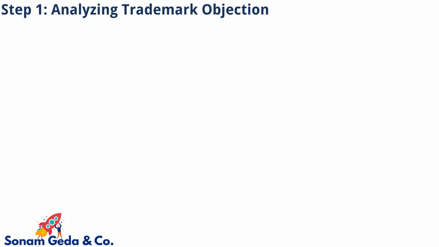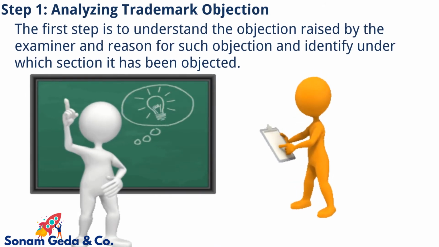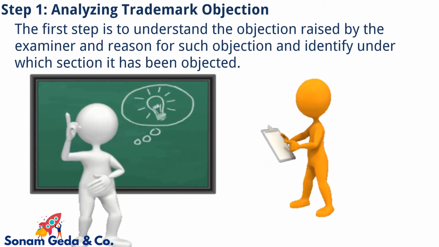Step 1. Analyzing trademark objection. The first step is to understand the objection raised by the examiner and the reason for such objection, and identify under which section it has been objected.